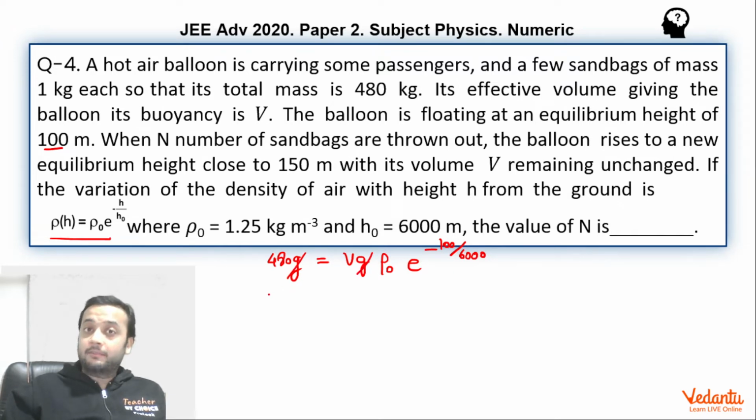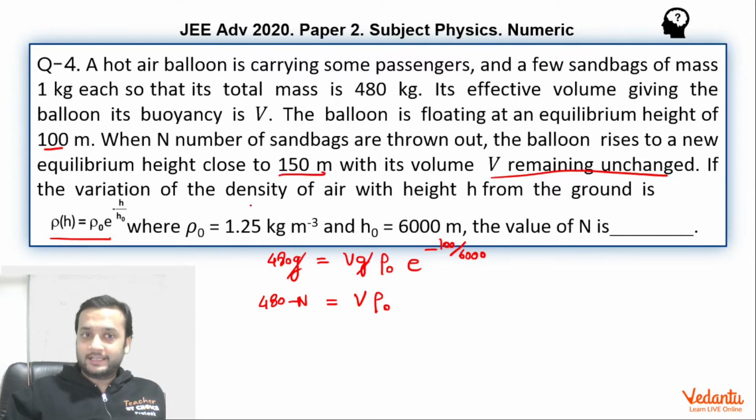Let's say n number of bags has been thrown. So we can say that 480 minus n is the remaining mass. Again, gravity will cancel out, so I'm not going to write gravity. So that should be equal to V. Volume is not changing, you can see over here. V into the new density, which again we can find by this function, just we put h as 150. The new equilibrium height is 150. So e to the power minus 150 upon 6000.